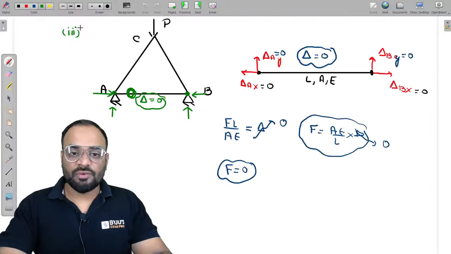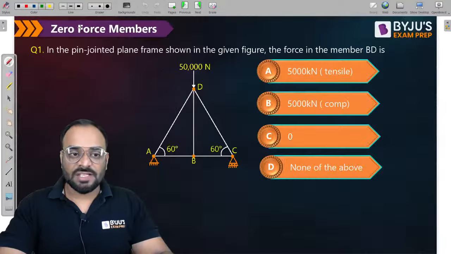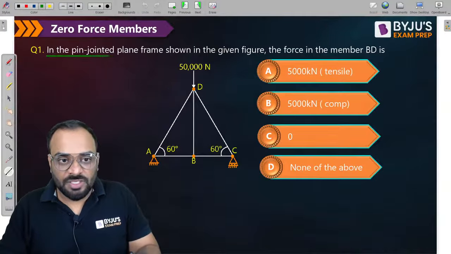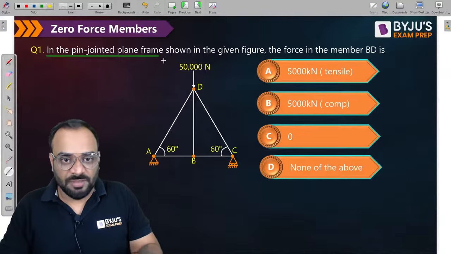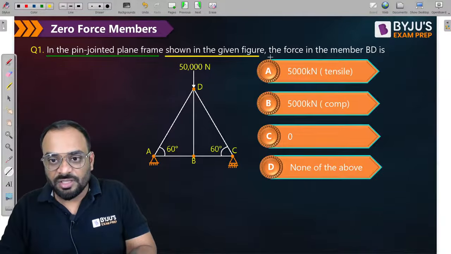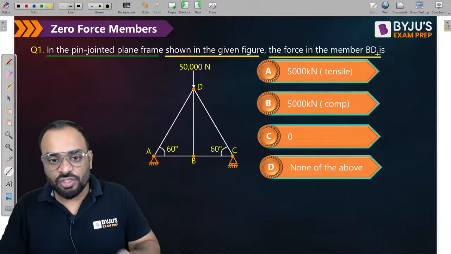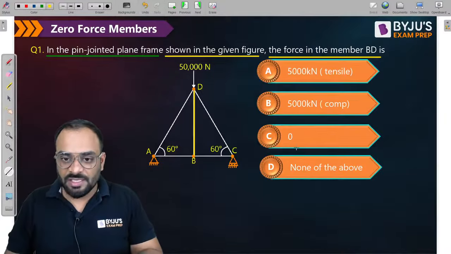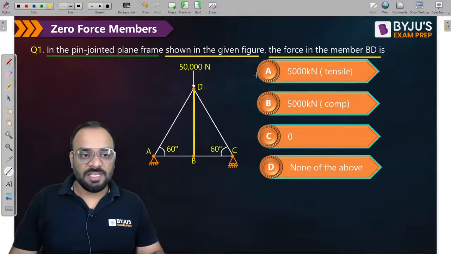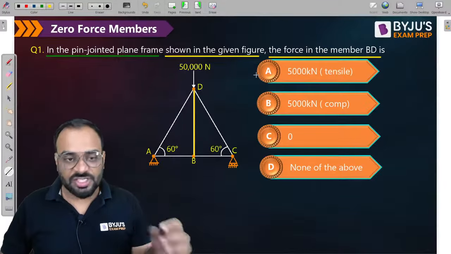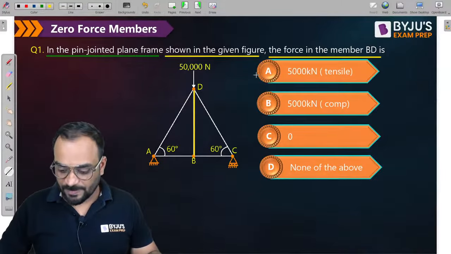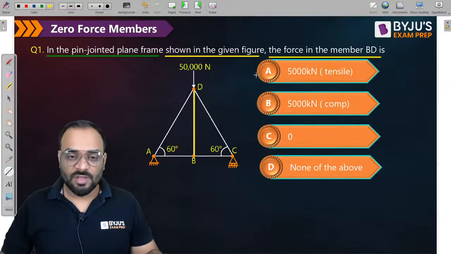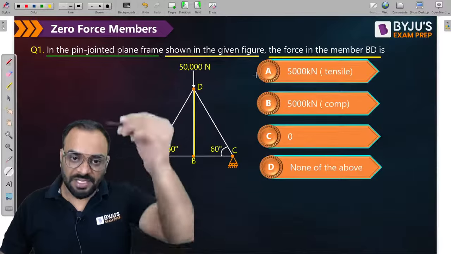So let's solve some of the questions. Please let me know the answer also. So this is a truss in the pin jointed plane frame shown in the given figure. You need to find out what should be the force in member BD. Tell me, guys, there are 4 options you have, and please write down your option in the chat box quickly. What should be the force in member BD? Tell me, guys.